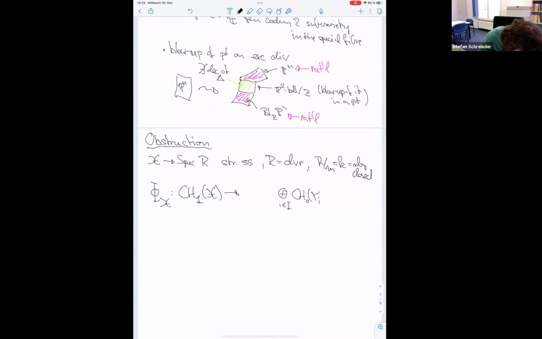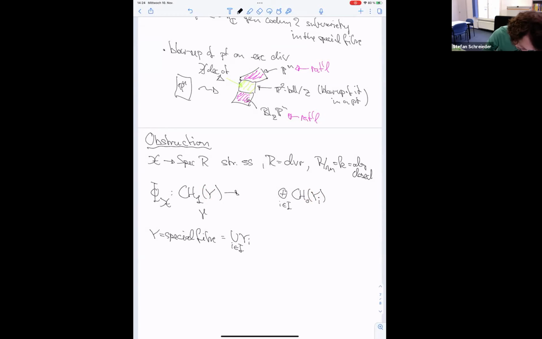So as before, the special fiber is Y, and I denote its components by Y_i. And what I would like to write down is a map that starts with a 1 cycle on Y and spits out a 0 cycle on each component of Y. And there is an easy way of doing this.